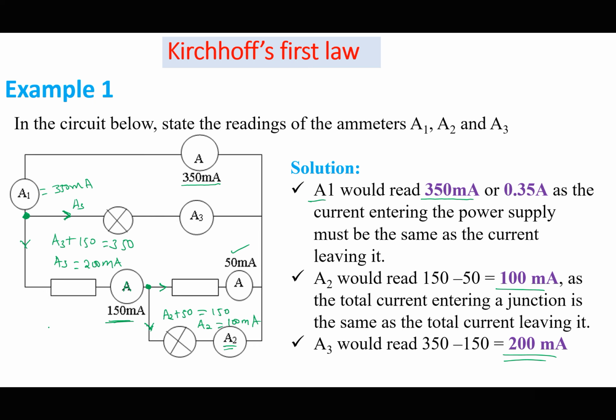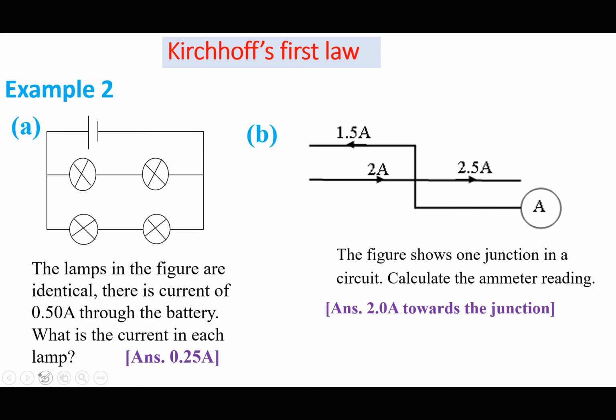Okay, example number 2. The lamps in the figure are identical, which means they have the same resistance. There's a current of 0.5 amperes through the battery. So let's say the current from the battery is 0.5 amperes. We have a junction here where the current must divide. Because they are two and they are identical, it is going to divide equally, because the total resistance here is the same as the total resistance here.